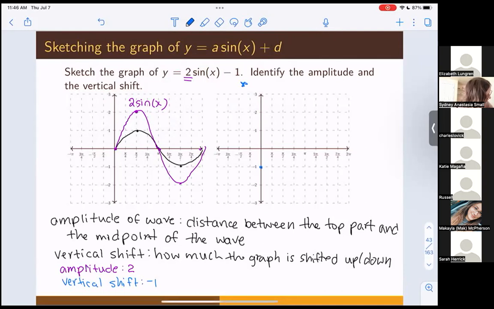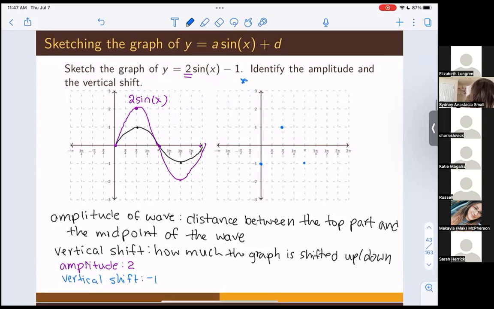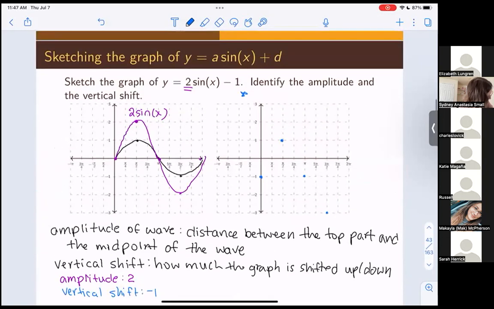Okay, now at pi halves, we hit 2 on the other graph, but we're shifting everything down by 1, so now it's going to be a 1. At pi, we hit 0, but we need to shift that down 1 again. At 3 pi halves, we hit -2, but we need to shift that down 1, so it's at -3. Oopsies, etc., etc. So the graph will look like this. That is what the final graph 2 sine of x minus 1 is, but we're given more axes, and we know that sine goes on forever, so we need to continue this graph in the negative direction in the exact same fashion. We know it will continue like that.